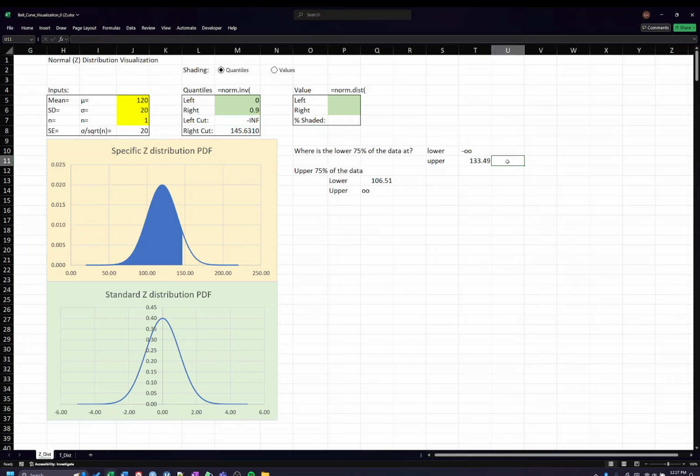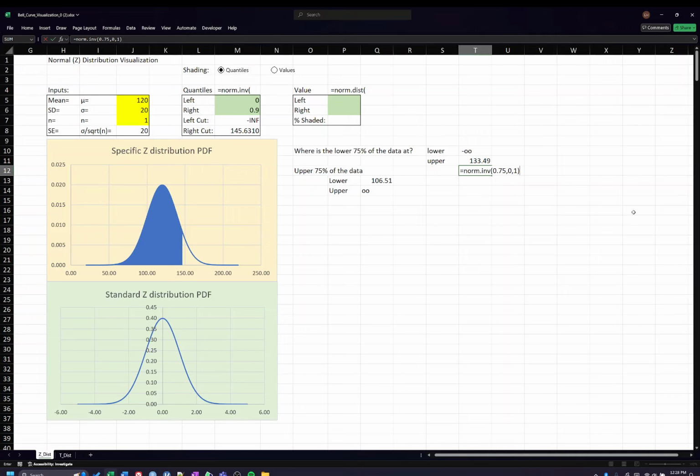So for this one, where's the lower 75% of the data, we can do equals, again, norm.inverse. And we can put in 0.75 as our probability. The mean, we have two options. We can either do these means and standard deviations, or we can just use the standard normal of 0 and 1. And honestly, either one works totally fine. So I'm just going to do 0 and 1 because I know that the standard normal distribution, the area is going to be the same.